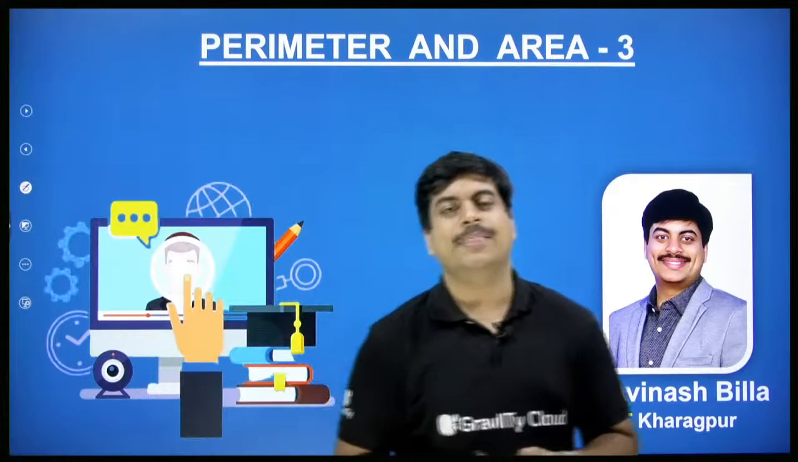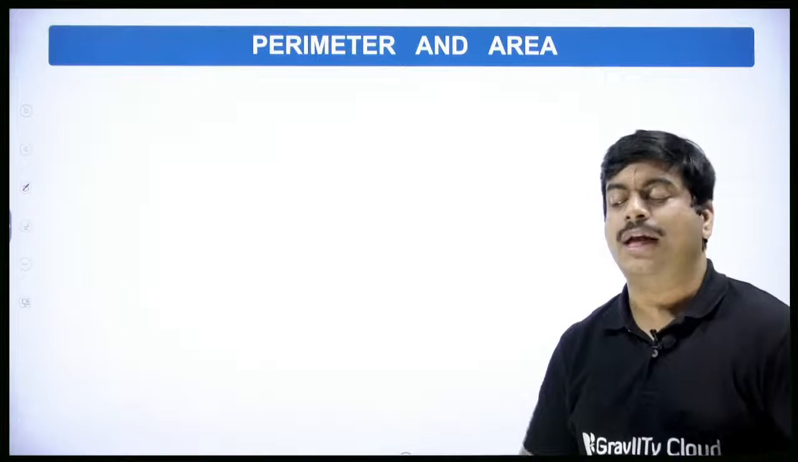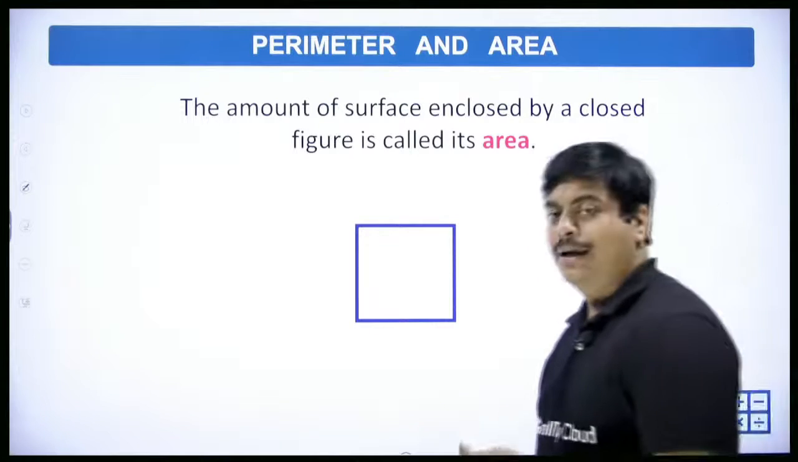Let's start today's session. So what is a perimeter? We have already discussed in the last class, right? So that is a complete boundary, the complete boundary of the given figure. But now let's try to discuss about area.